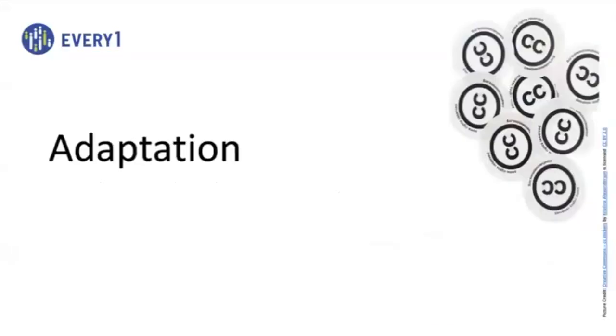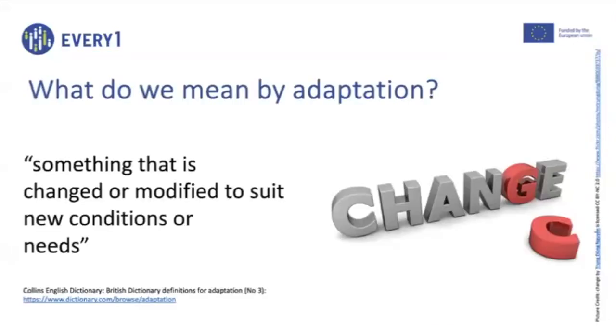Great, so let's take a closer look at adaptation. What do we mean by adaptation? We can change some Creative Commons licensed materials, but not all of them. We'll take a look at the 6 different licenses again in a moment. But when we talk about adapting OER, we're talking about changing or modifying it to suit new conditions or needs.